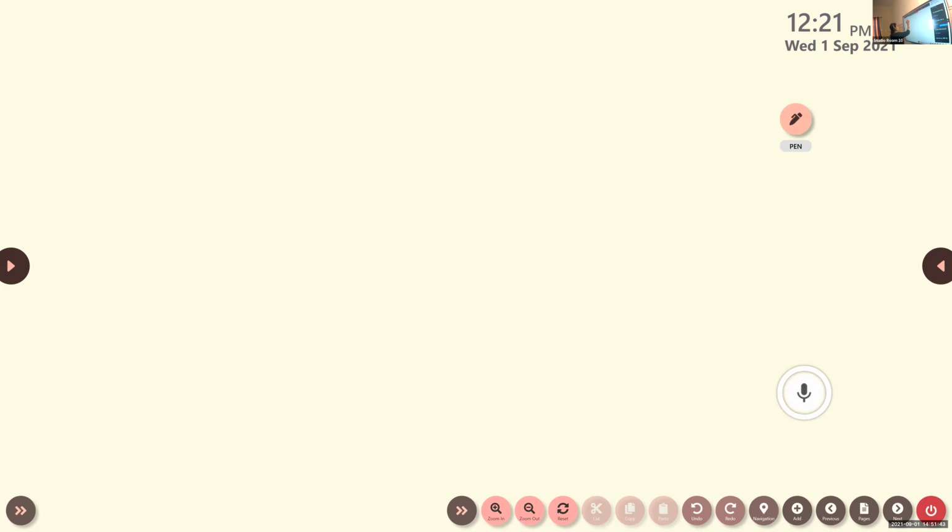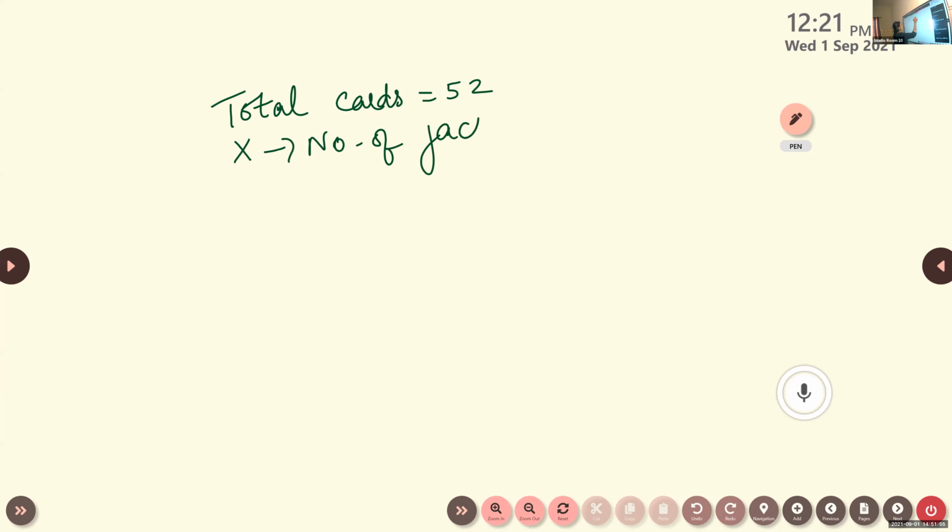Here also, the total number of cards is 52. We want to select jack. X denotes the number of jacks in two selections, or in two tosses. Now let us start with the first one. X takes the values 0, 1, 2.